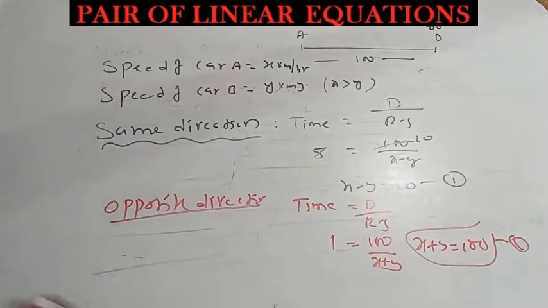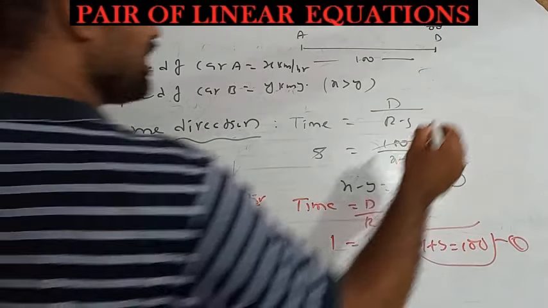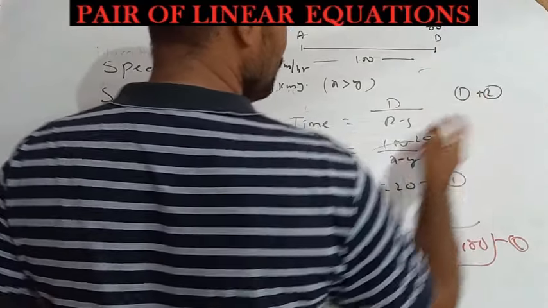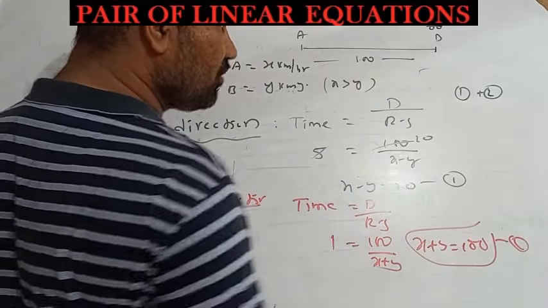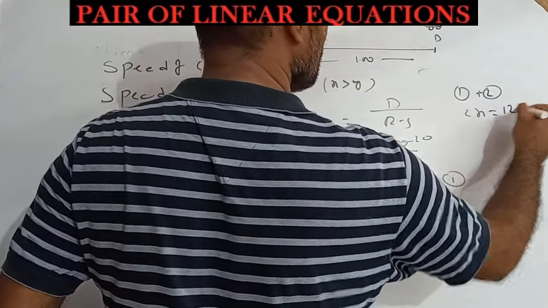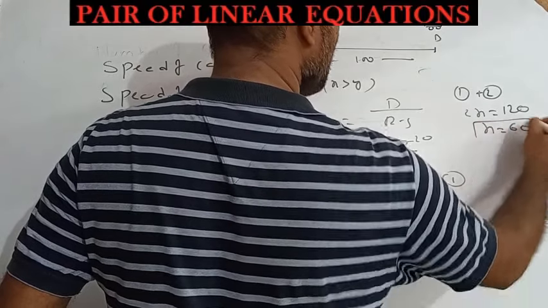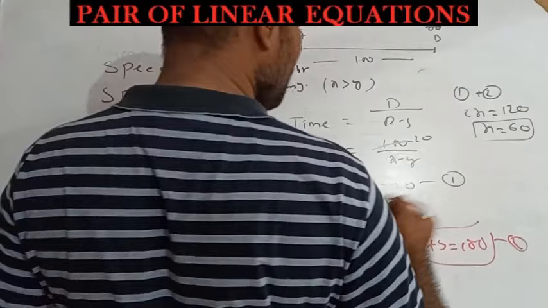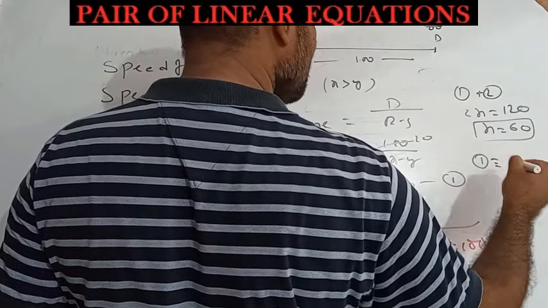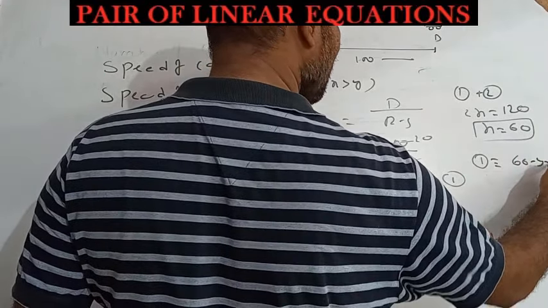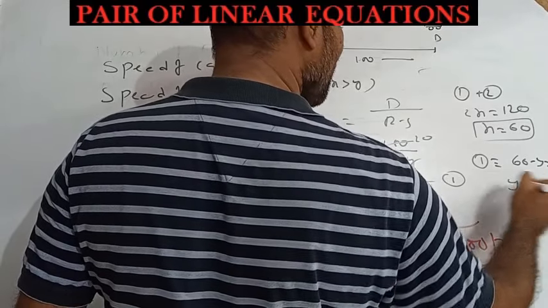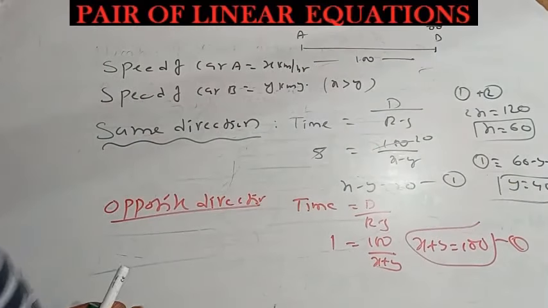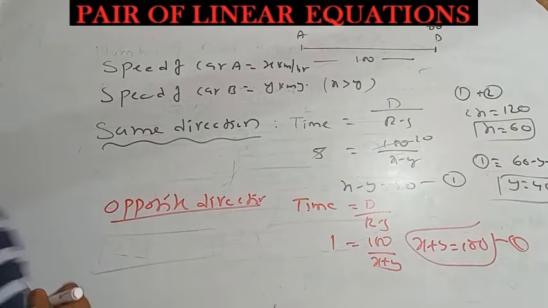By using 1 and 2, I want to find the speeds of both the cars. Just add 1 and 2. y gets cancelled, 2x equals 120. So x equals 60, speed of the first car is 60 km per hour. By using this x, I want to find the y value. Using the first equation, 60 minus y equals 20, so y equals 40. Therefore, the speed of the first car is 60 km per hour and the speed of the second car is 40 km per hour. You can write the conclusion here.